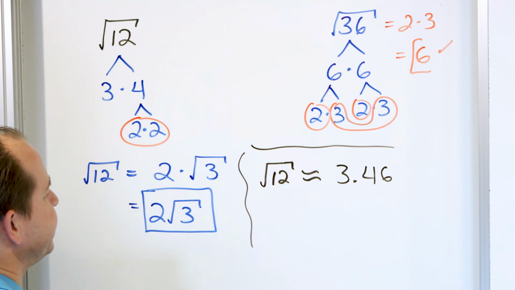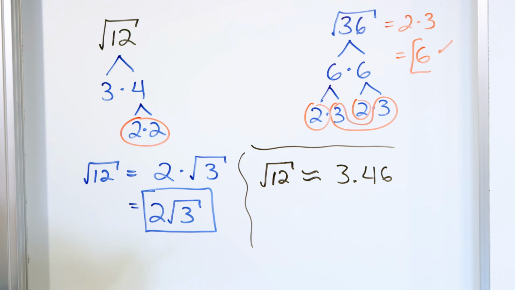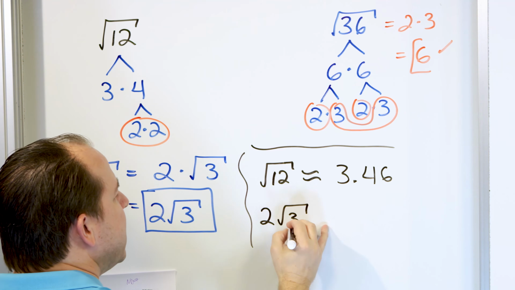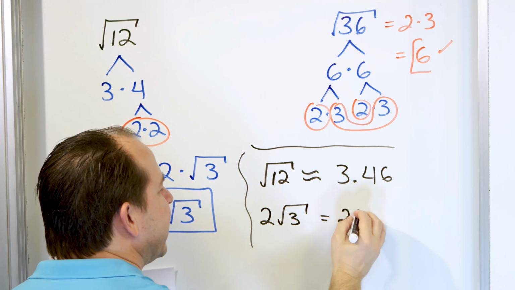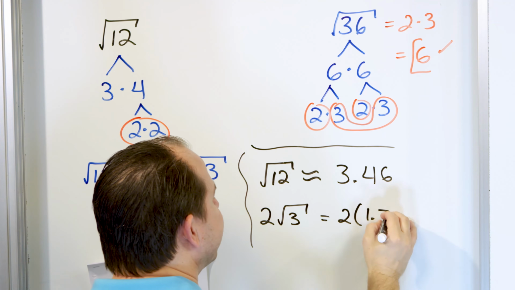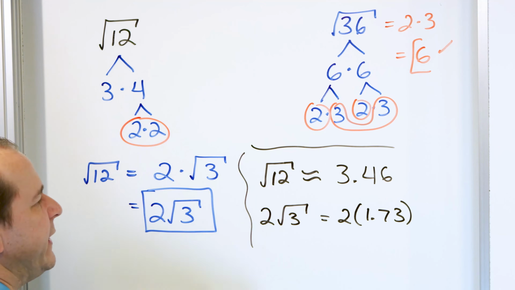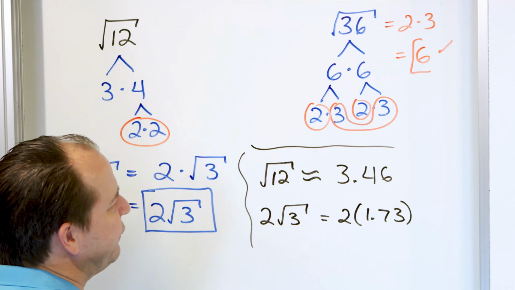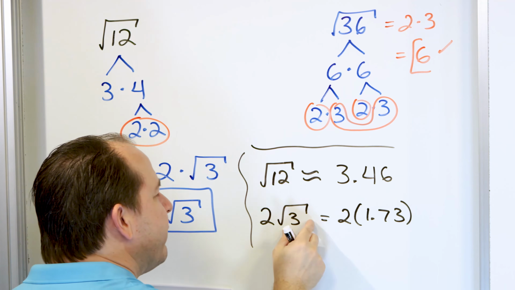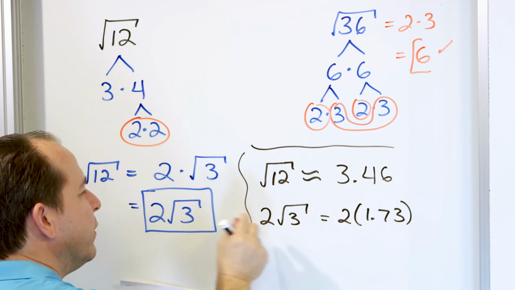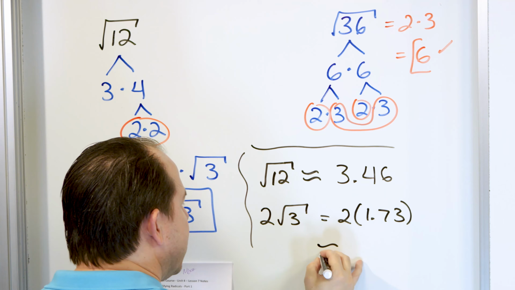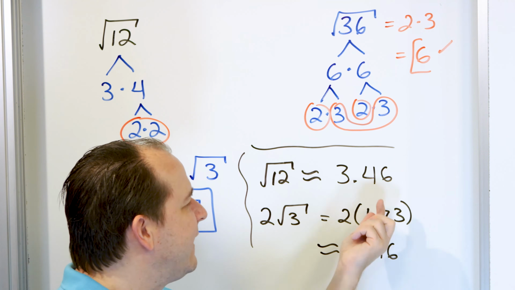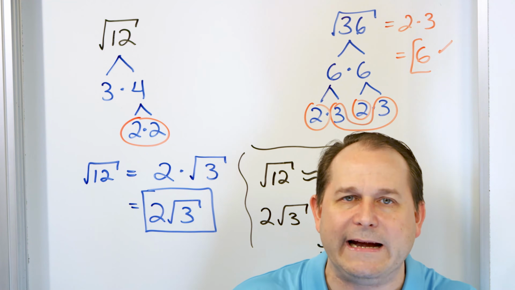So 3.46. Now, if you take 2 and multiply it by the square root of 3, then if you put square root of 3 in a calculator, you're going to find out that that comes out to 1.73. Now, it's not really 1.73. It's 1.73 in an infinite number of decimals. I'm rounding everything to 2 decimal points here. And the square root of 3, when you put it in a calculator, gives you this. When you multiply it by 2, you get approximately 3.46.